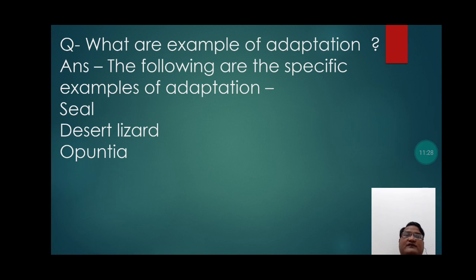Students, now let's discuss an important question. What are examples of adaptation? The following are the specific examples of adaptation: seal, desert lizard, Opuntia.